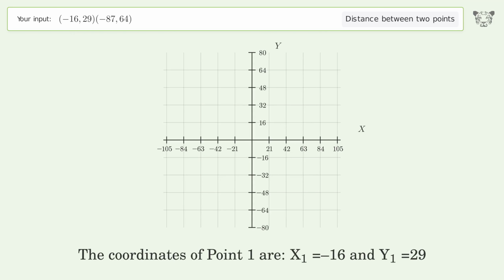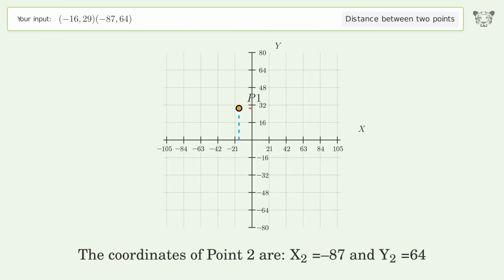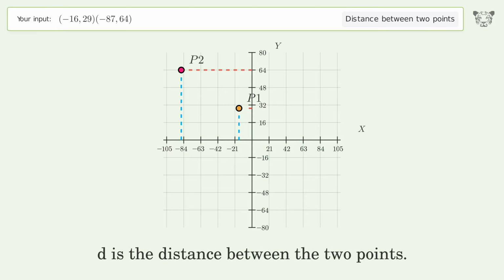The coordinates of point 1 are x1 equals -16 and y1 equals 29. The coordinates of point 2 are x2 equals -87 and y2 equals 64. D is the distance between the 2 points.